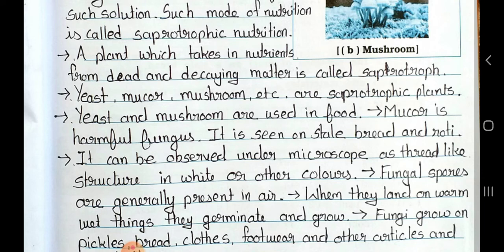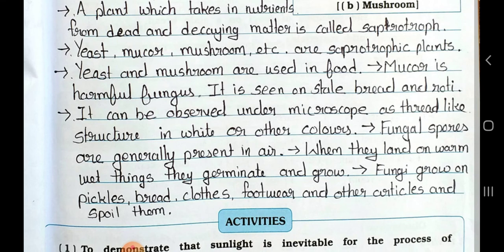are saprotropic plants. Next point: yeast and mushrooms are used as food. Next point: mucor is a harmful fungus. It is seen on stale bread and roti. Next point: it can be observed under a microscope as thread-like structures in white or other colors. Next point: fungal spores are generally present in the air. When they land on warm, wet things, they germinate and grow. Next point: fungi grow on pickles, bread, clothes, footwear and other articles and spoil them.